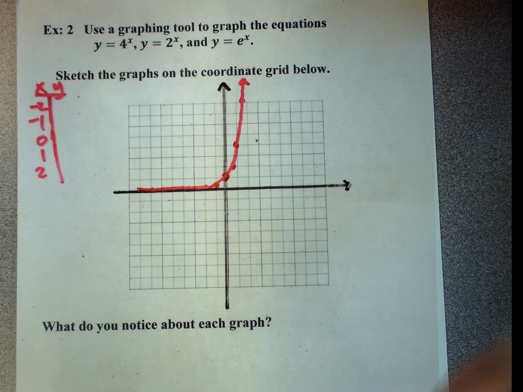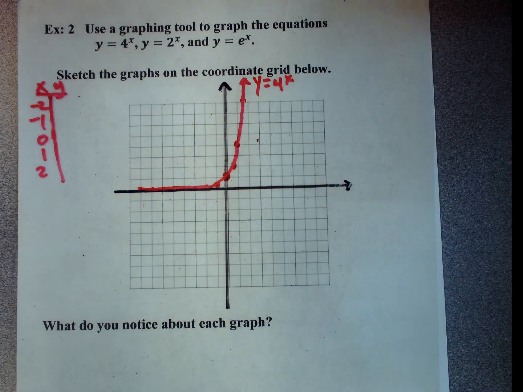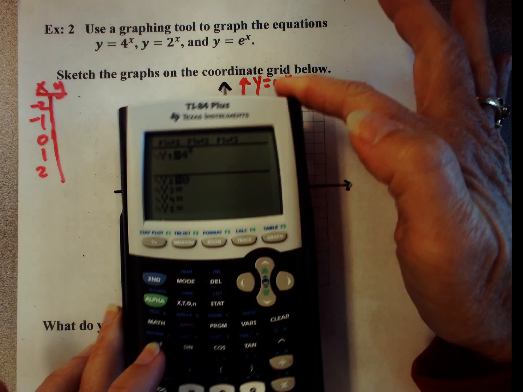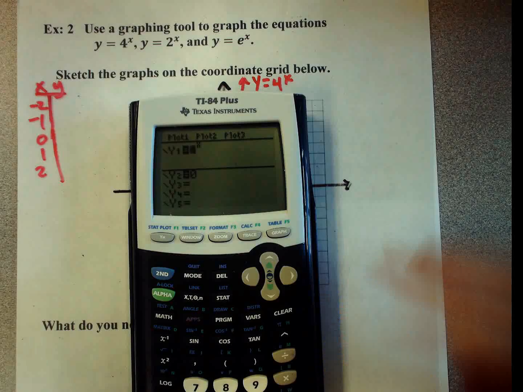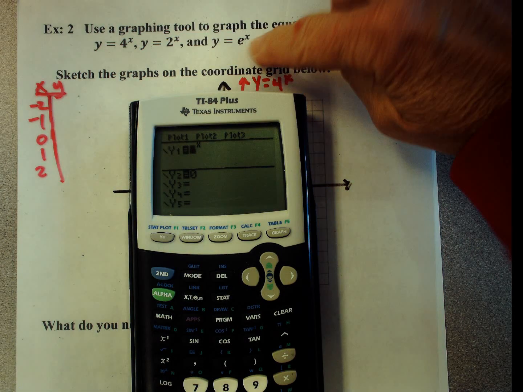Okay, so that represents y equals 4 to the x. Now I'm going to do y equals 2 raised to the x. Since we know that this one's going to be in between those two, I'll do this one next.